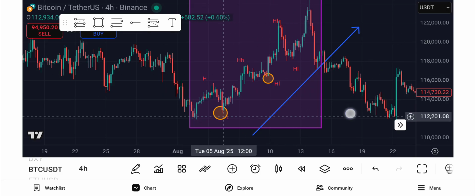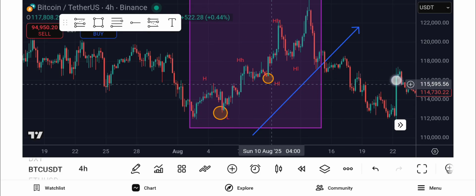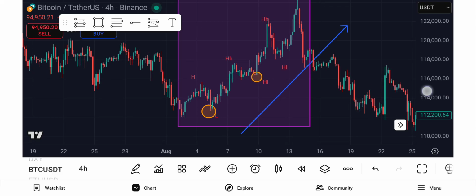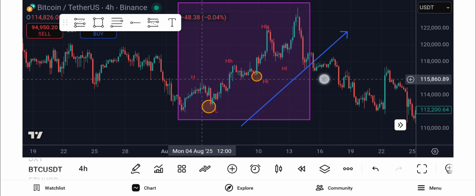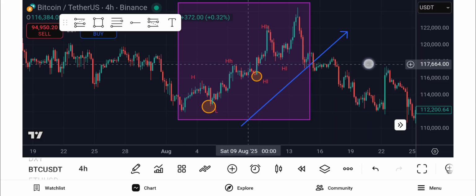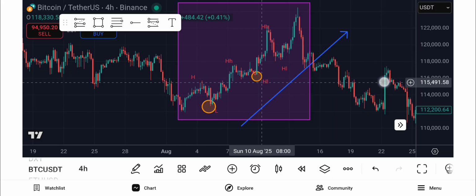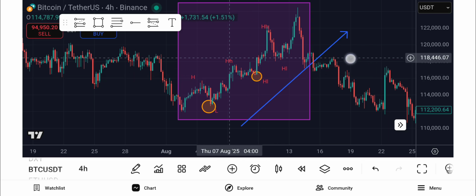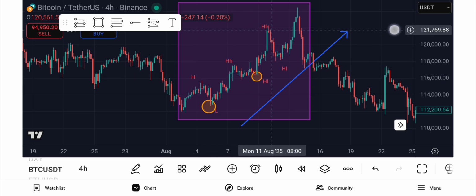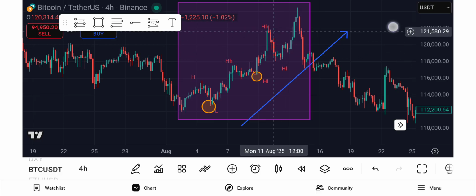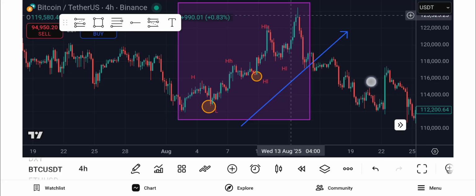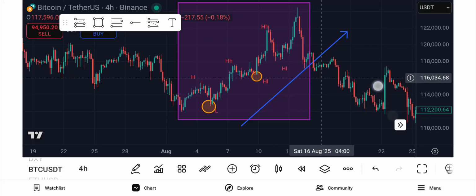See, this low took out this high, and when it took out this high, it formed this higher high, then formed the higher low. Then this higher low took out this higher high and formed this higher high. Then it came back down to form a higher low. And then this higher low took out this higher high and formed this high before it finally went back down.